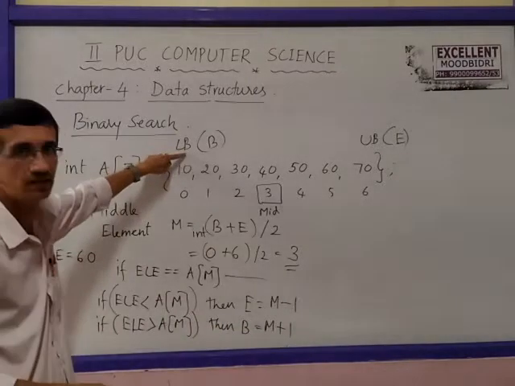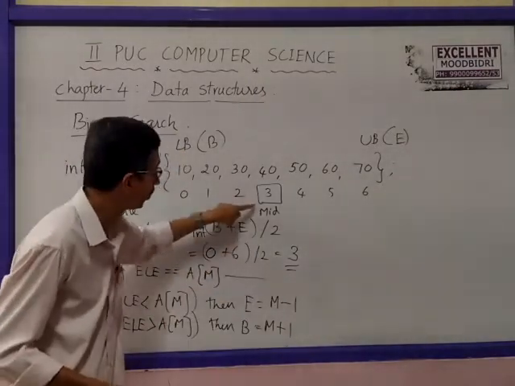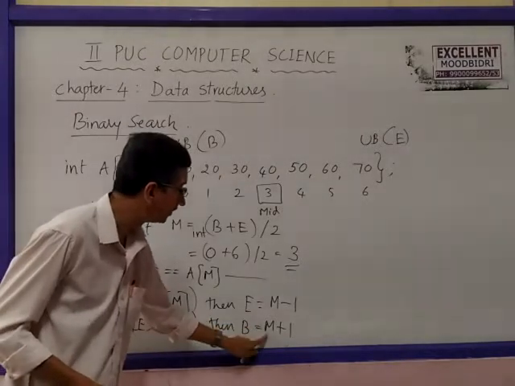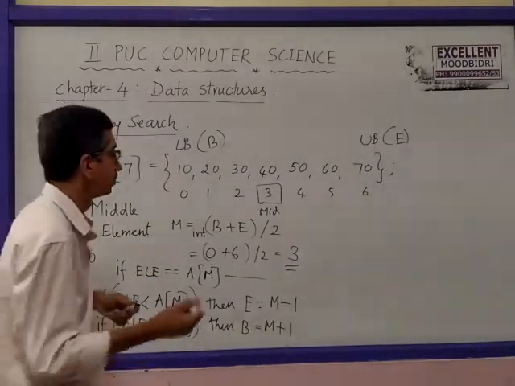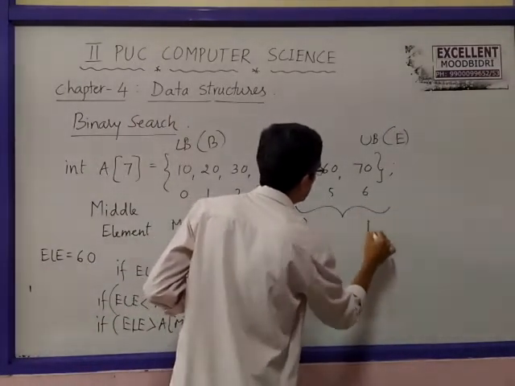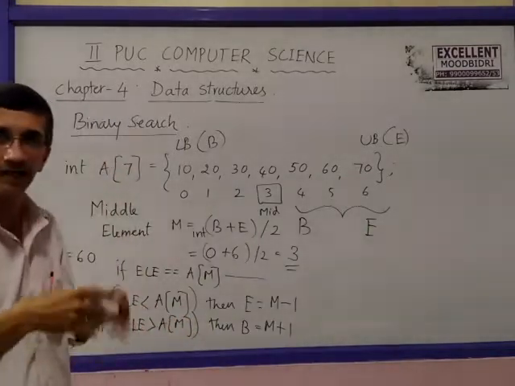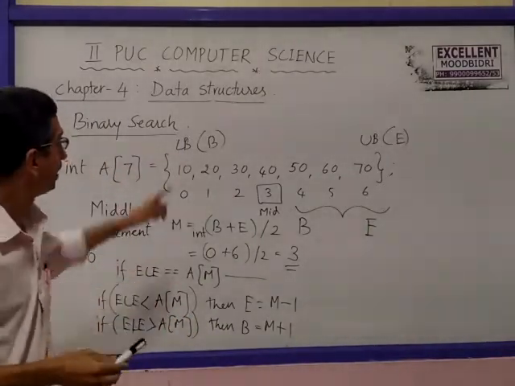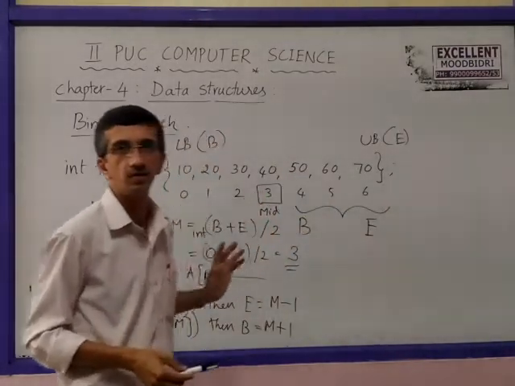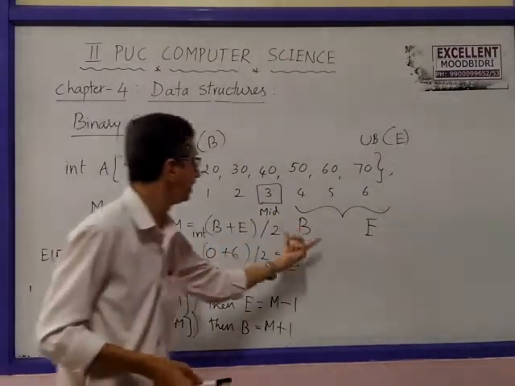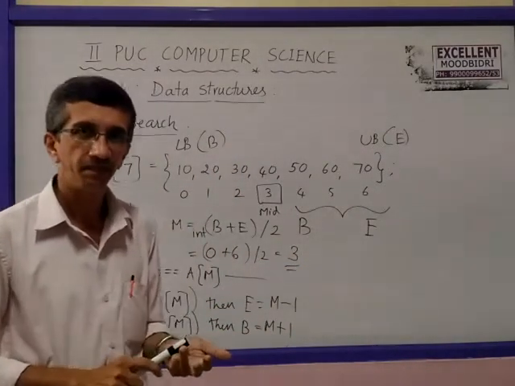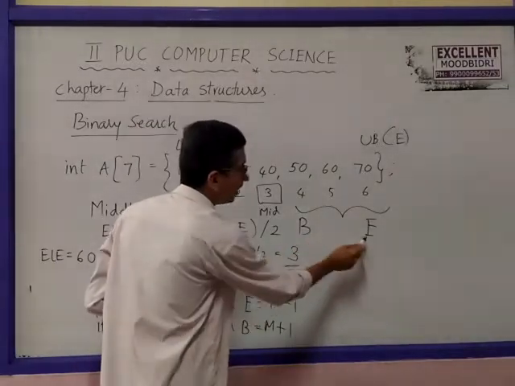How much is B now? B is 0. Mid is 3, index 3. So B becomes mid plus 1, 3 plus 1, 4. So this 4 is B, and end we have not changed. For the next segment, the value of beginning changes to 4 and end is unchanged. Now again the same thing has to be repeated: finding the middle item, beginning plus end by 2.